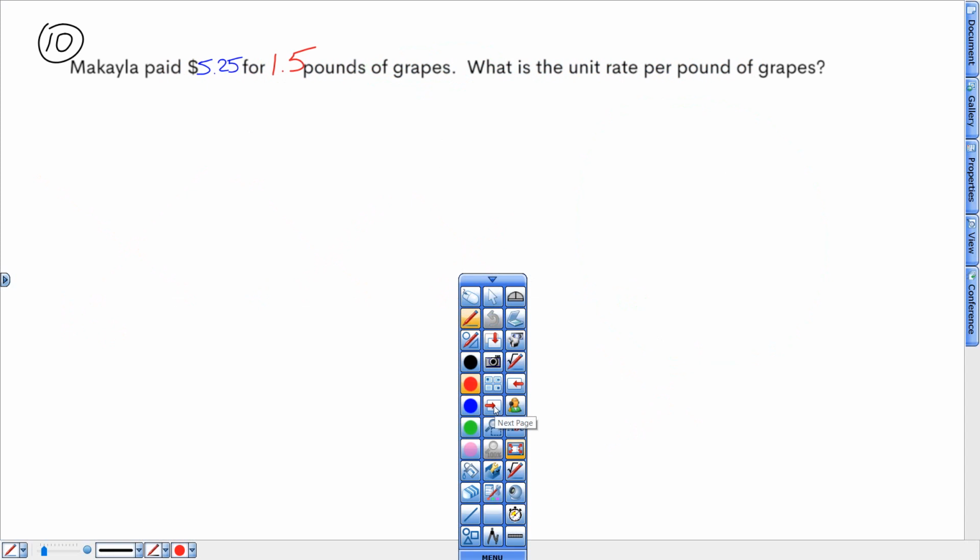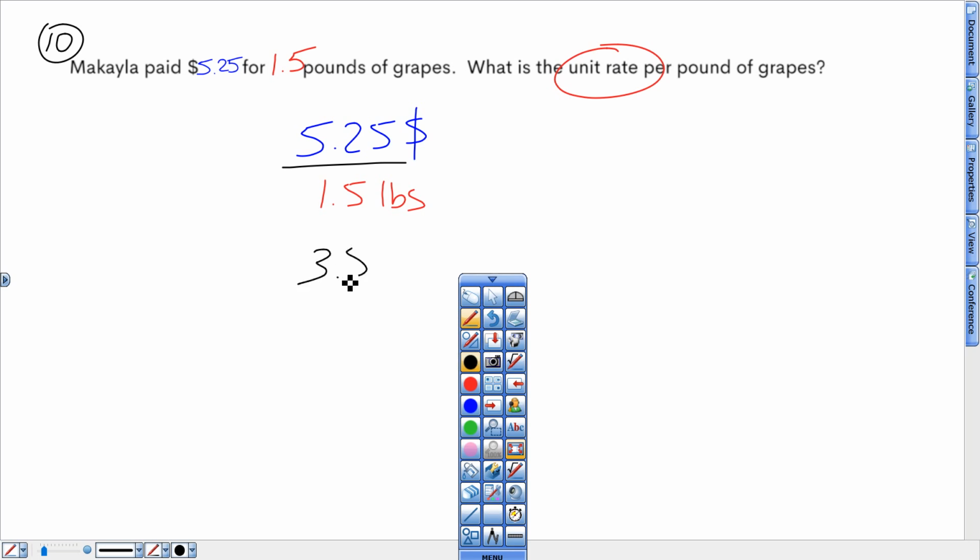All right, here we go. Number 10, another unit rate. A few unit rate problems. Take that $5.25 and type that in your calculator first, divided by 1.5 pounds, and then get that dollar per pound. 525 divided by 1.5 gives me $3.50, and that is $3.50 for every 1 pound. That's what that number is.